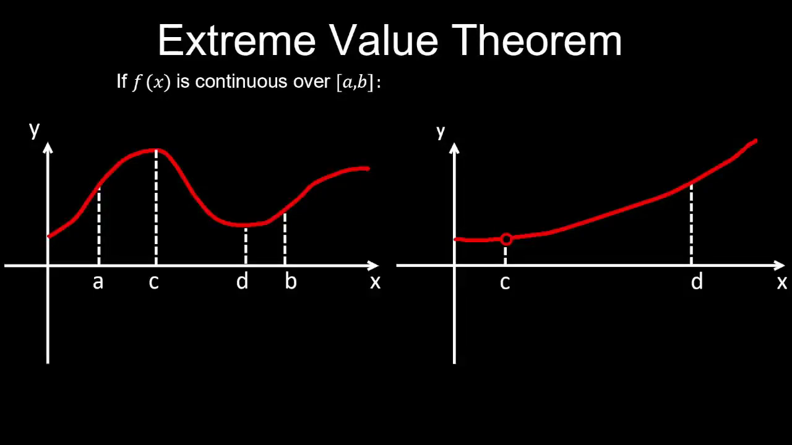If a function is continuous over the closed interval from a to b, then the extreme value theorem states that the function has at least one minimum and one maximum. So in other words, the value of the function at d is less than f of x, which is less than f of c, for all x in that interval.